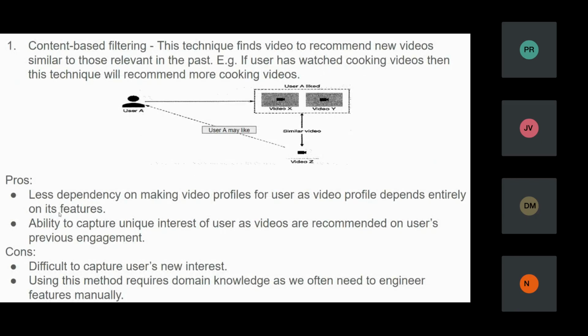Starting with content-based filtering, this technique finds new videos to recommend that are similar to those relevant in the past. For example, if a user has watched cooking videos, similar cooking videos will be recommended to the user.